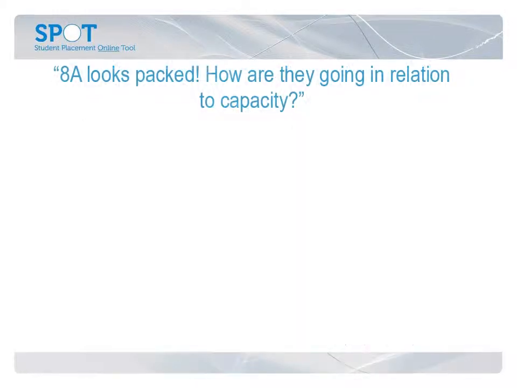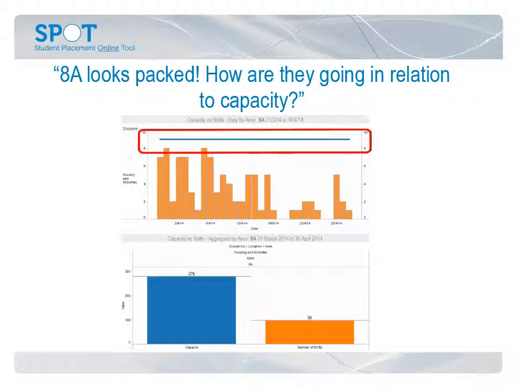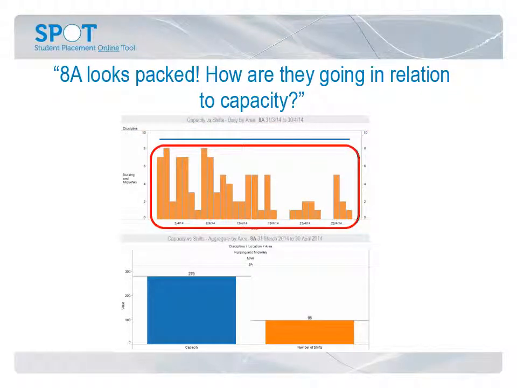Next question. 8A looks packed then with 98 shifts. How are they going in relation to the capacity to take students in that area? Simple enough for SPOT to tell us. Here's the answer. We've got this blue line which is sitting at 9 students per day. And that's because this ward takes 4 students on an AM shift, 4 students on a PM shift, and 1 at night. And you can see these orange bars are the number of shifts worked on each day during the last month. What this is telling us is that at no point has 8A reached its full capacity of 9 students during last month.